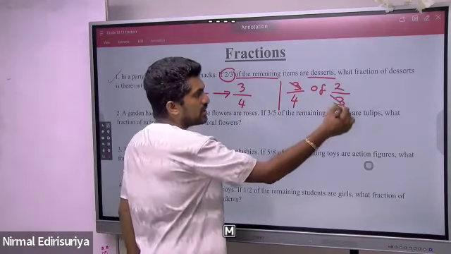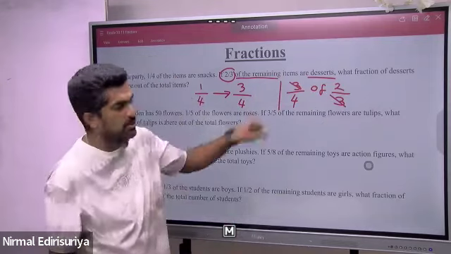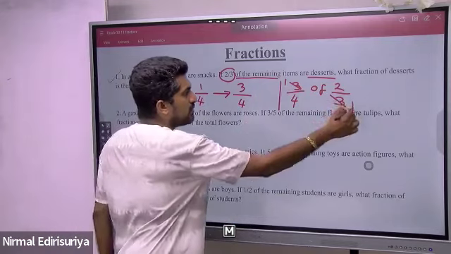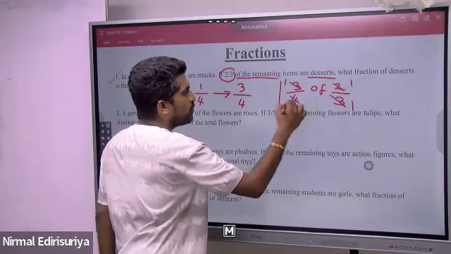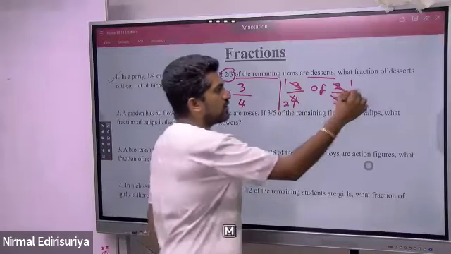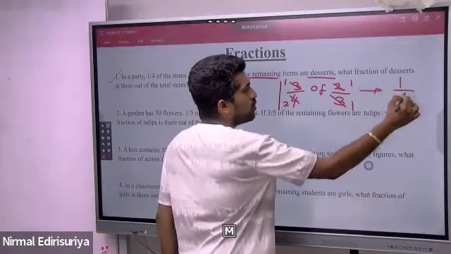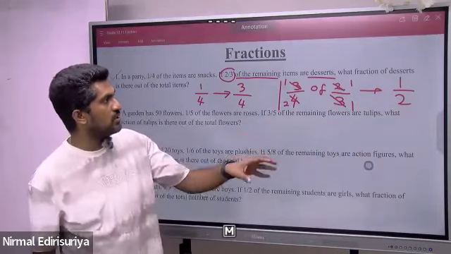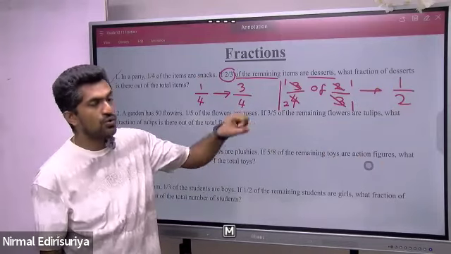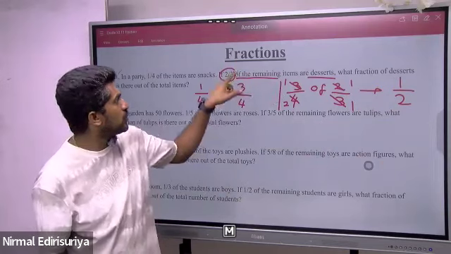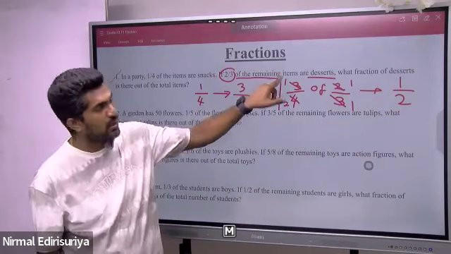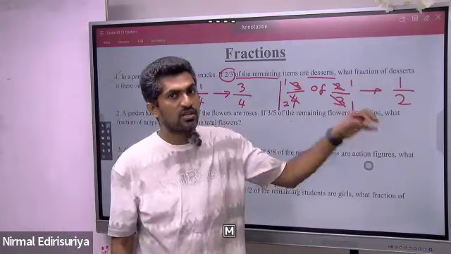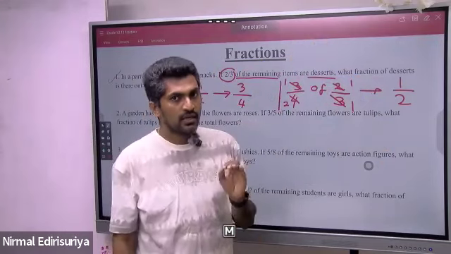Then here you can do cross simplification. Cut 3 by 3, 1; 3 by 3, 1; 2 by 2, 1; 4 by 2, 2. So you get the fraction 1 over 2, the fraction of dessert out of the whole. Two-thirds is the fraction out of the remaining, but half is the fraction out of the whole quantity. Clear?